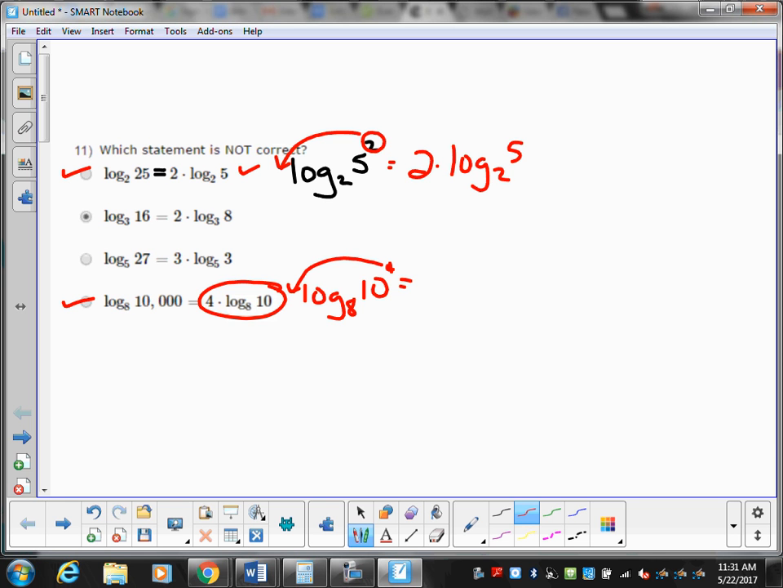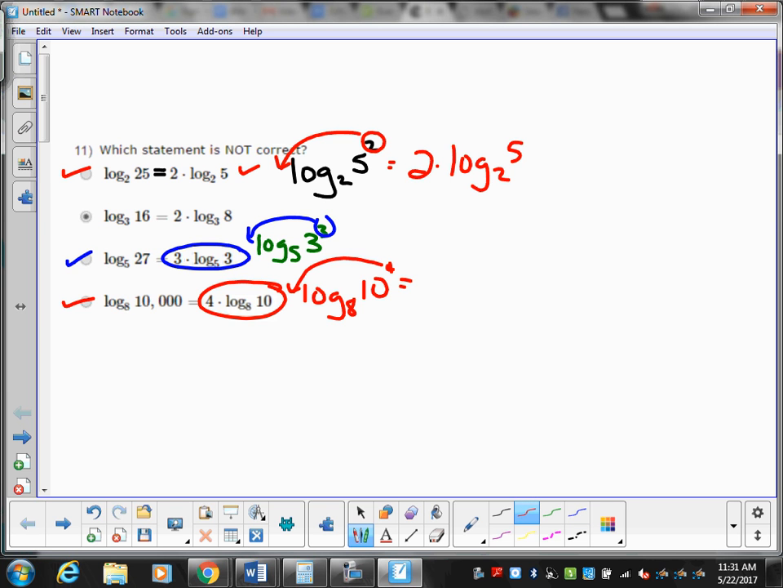Since the answer's already marked on this one, let's look at the one that is not our answer. 27 log base 5 of 3 to the 3rd power, because 27 is 3 to the 3rd power. And so again, that 3 can move out to the front and end up being that. So those 3 are all correct.